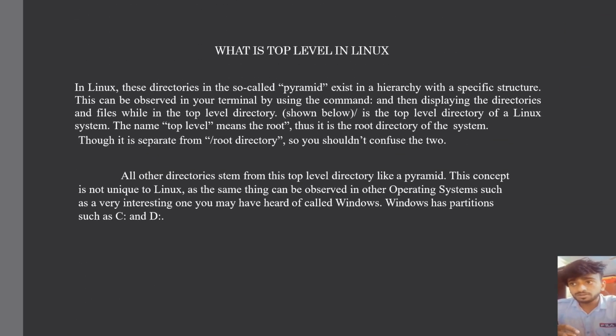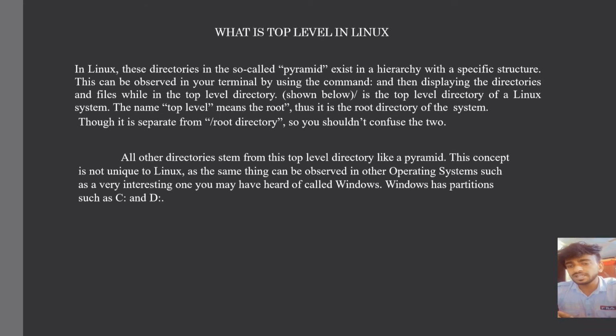Here is the next topic. What is top level in Linux? In Linux, these directories in the so-called pyramid exist in a hierarchy with a specific structure. This can be observed in your terminal by using the command and then displaying the directories and files while in the top level directory. All other directories stem from this top level directory like a pyramid. This concept is not unique to Linux, as the same thing can be observed in other operating systems such as a very interesting one you may have heard of called Windows. Windows has partitions such as C and D.